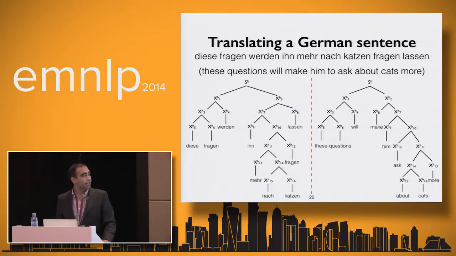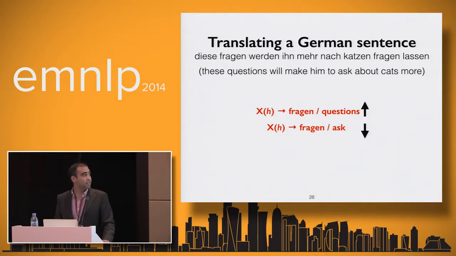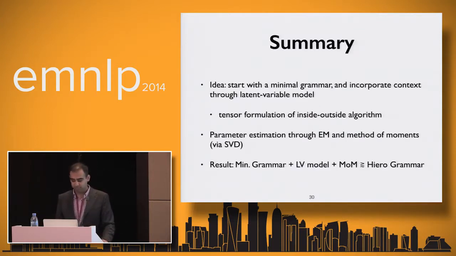And so the idea is that with this latent variable model, once we do inside-outside parsing, or once we marginalize, in the first instance we would prefer Fragen to translate to questions, and we would ideally not like Fragen to translate to ask because of the context in which it occurs in terms of the tree. And in the second instance, we would prefer the opposite sense.